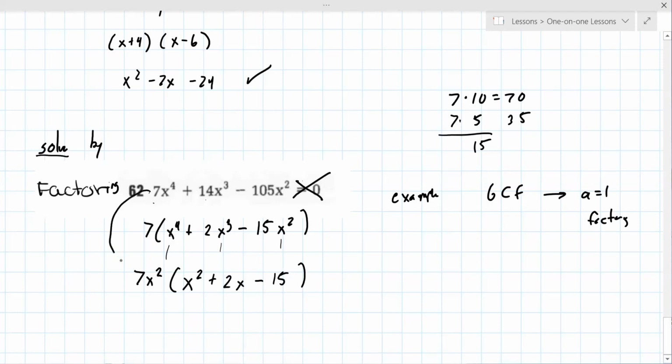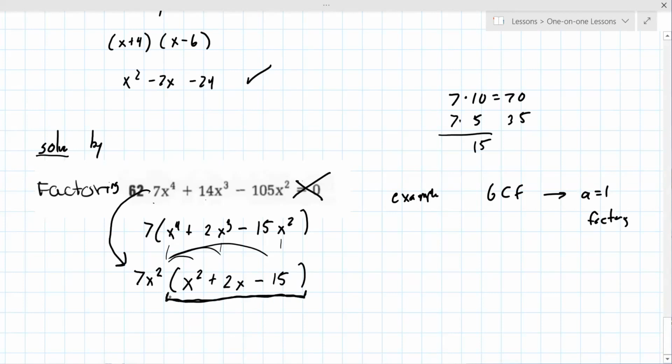I would ultimately like you to be able to go to this step here, but I'm okay if you need to do it in 2 steps. It just depends what you see, what you're comfortable with doing. But notice if you distribute in this 7x squared to each one, you get back to the original. And that's your check. That's how you know if you've done it correctly. So I'd like you to try this one on your own, please.